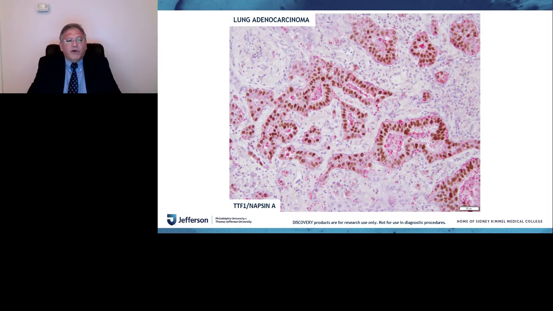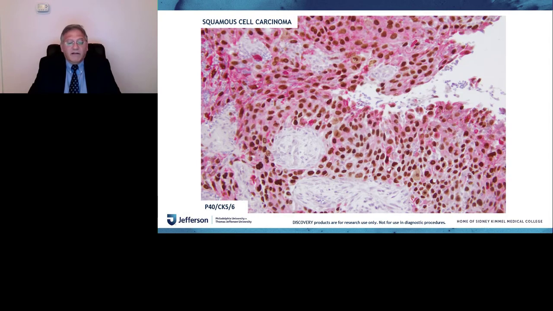This is an example of a TTF1 napsin, TTF1 being the brown nuclear stain, napsin A, the cytoplasmic granular red, and this is for the identification of the lung adenocarcinoma. Here we have another example, P40 CK5/6 for squamous cell carcinoma, P40 being the brown nuclear stain, and CK5/6 the cytoplasmic red.